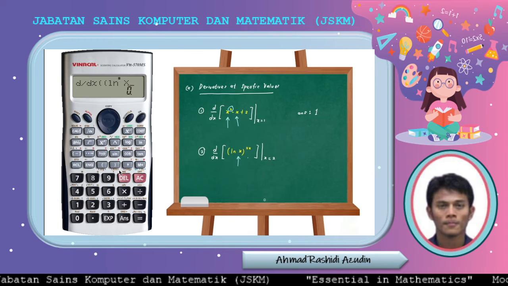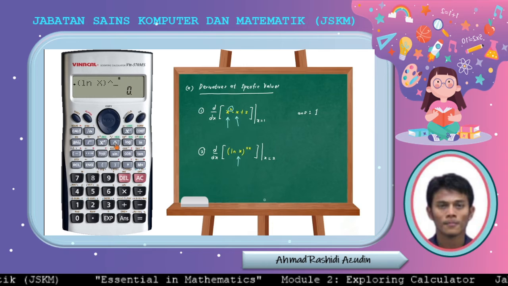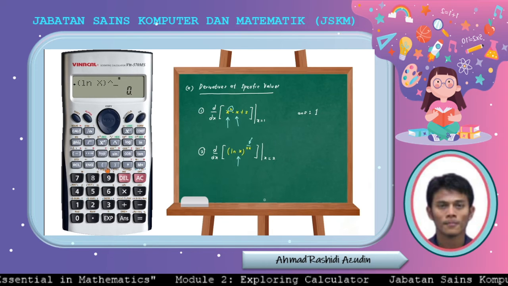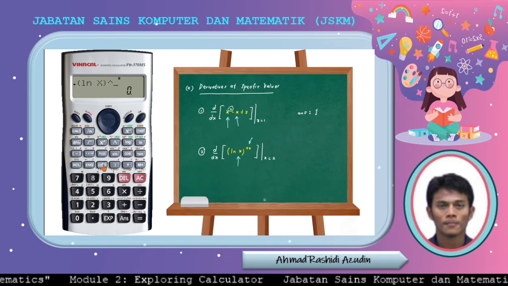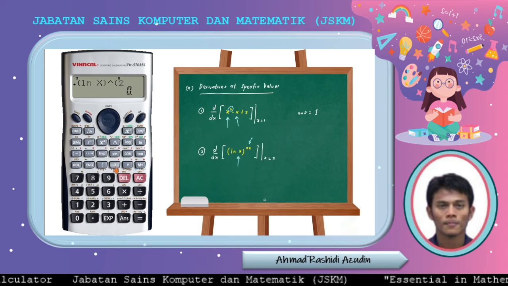Next, close the bracket and then press this button to indicate that we are going to key in the power of the function. The power of this function is 2x, so we need to include this 2x inside the bracket as well. So we press this open bracket button and then followed by number 2 and then press alpha. After that we press this button to display the variable x.